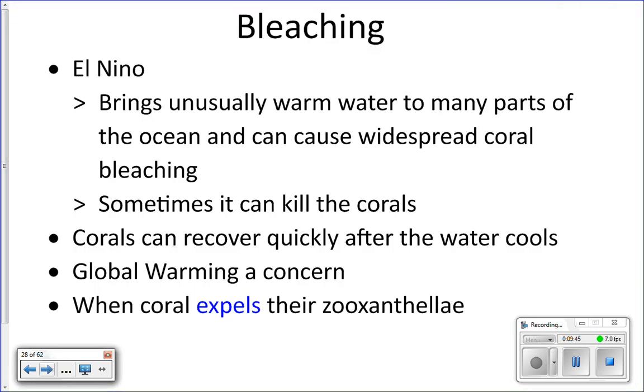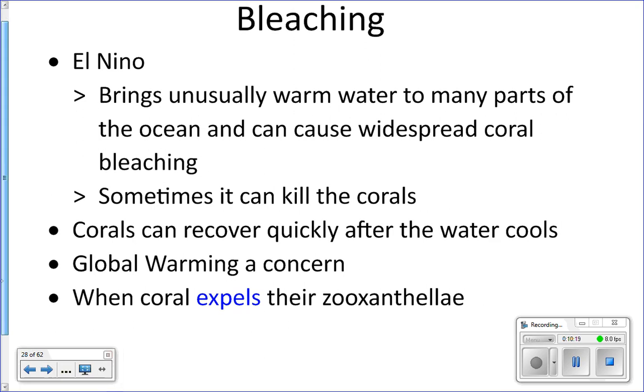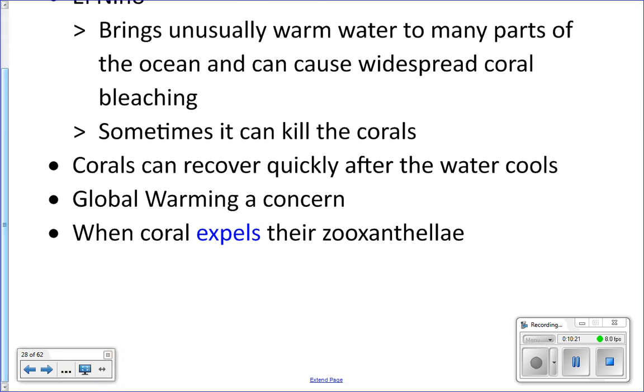Okay, bleaching. So El Nino causes bleaching in corals. El Nino is basically events that happen where warm water comes to places where it normally doesn't come, and it's warmer than usual. So El Nino actually causes bleaching in coral and can actually kill some corals. Typically, though, most corals recover after El Nino passes and they reuptake their zooxanthellae and they're fine.